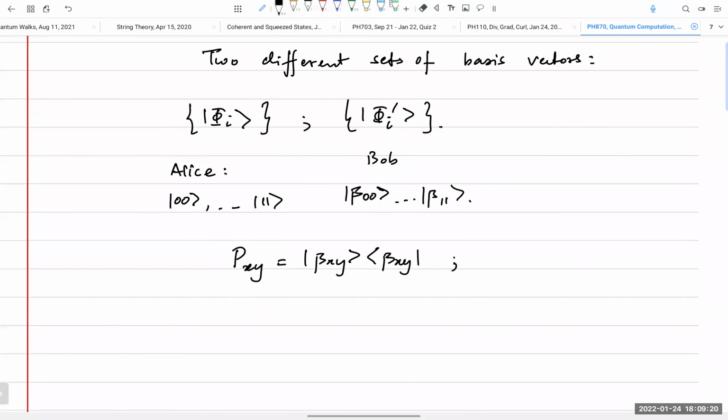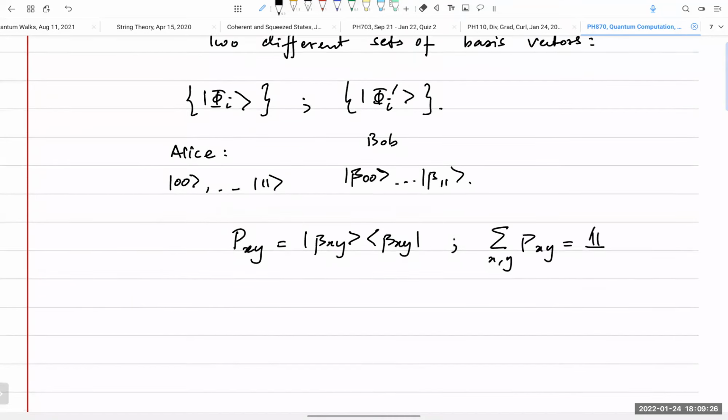And if you take the sum of these projection operators, what do you get? You get the identity. And so what Bob does is he takes the state that he gets from Alice and acts on it with these projection operators.